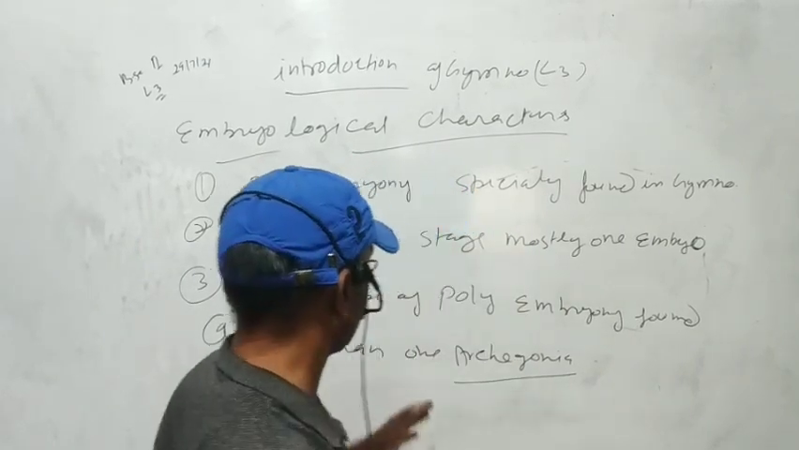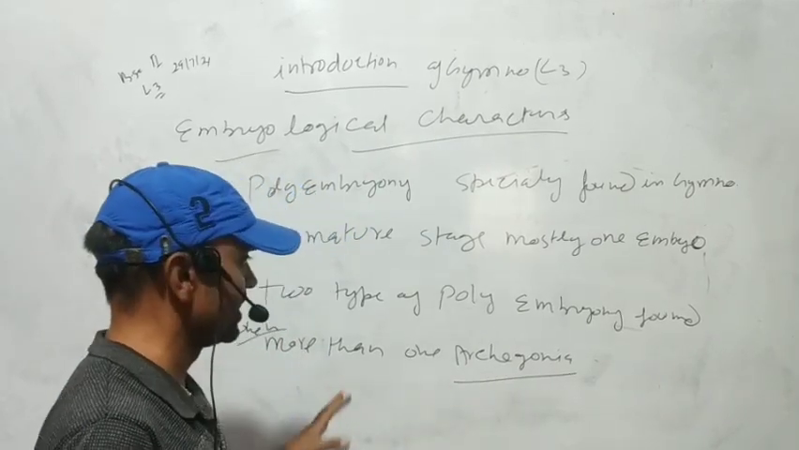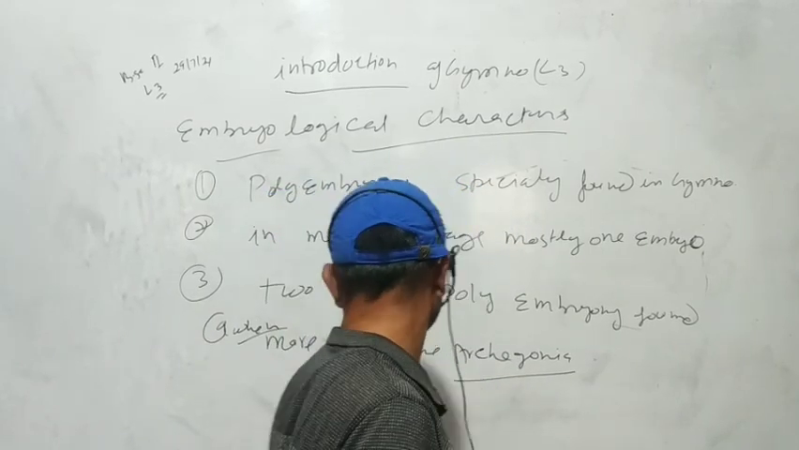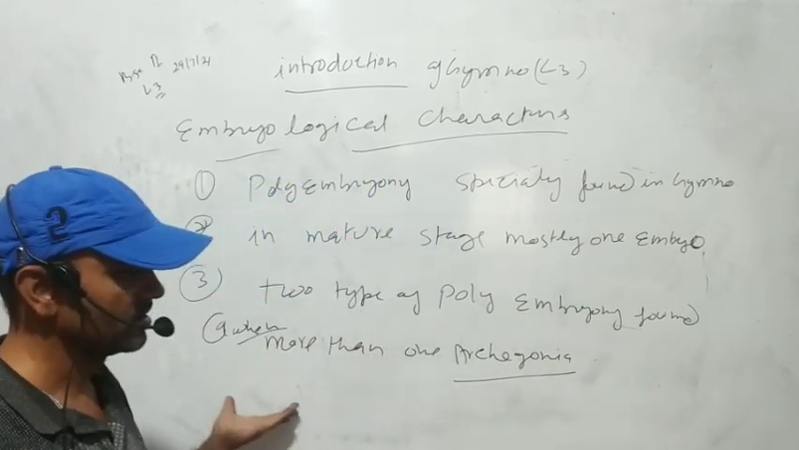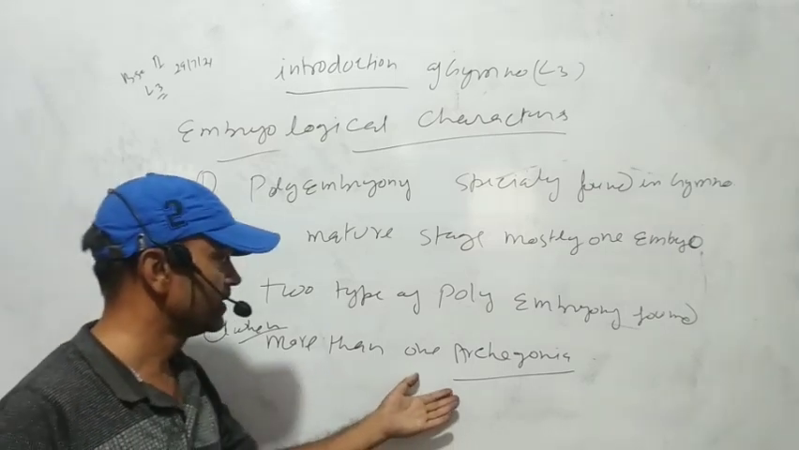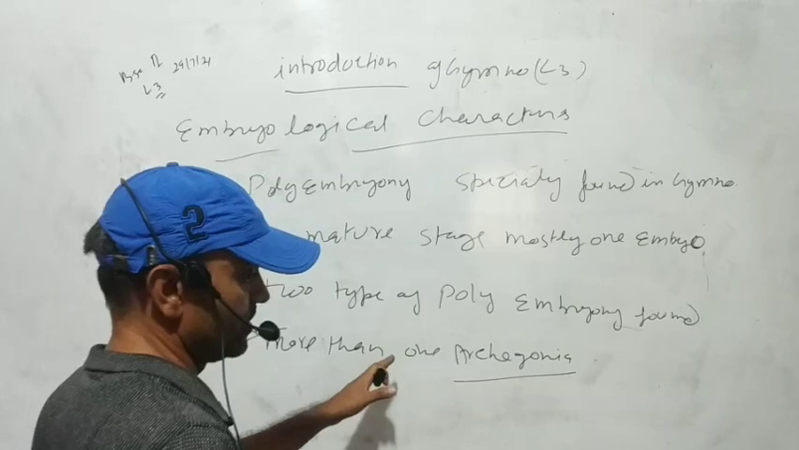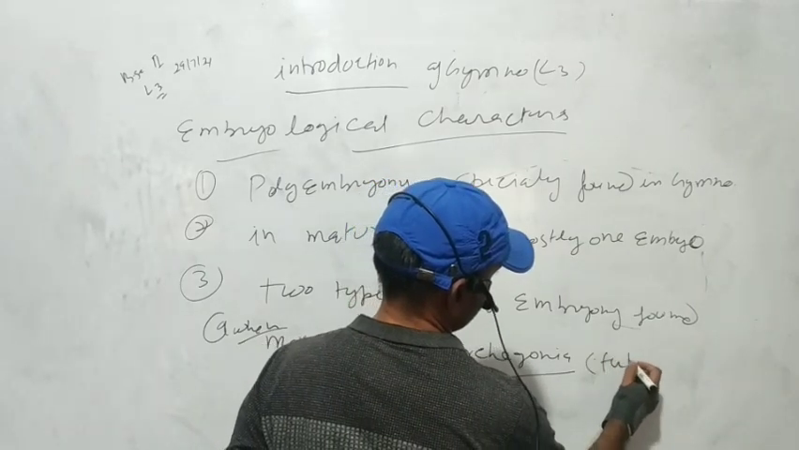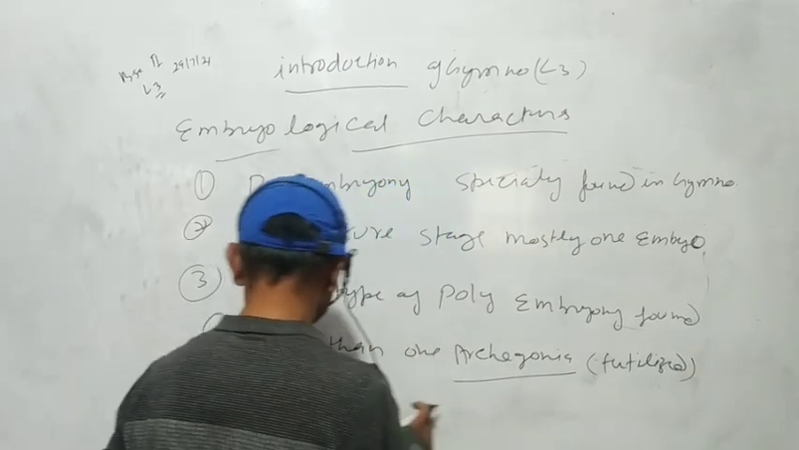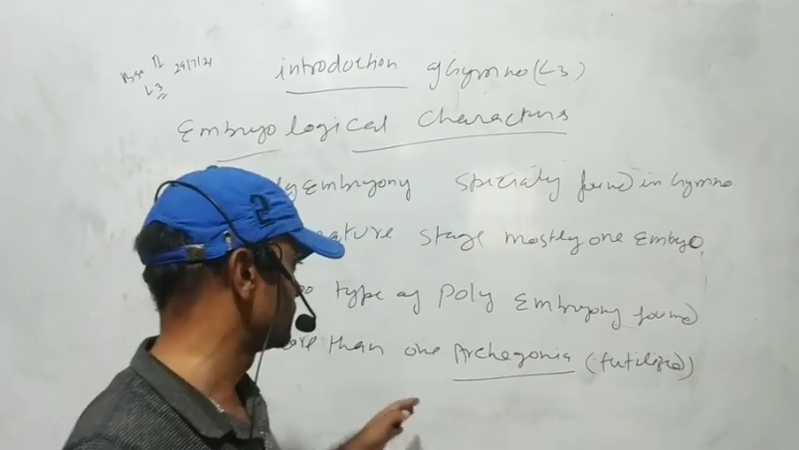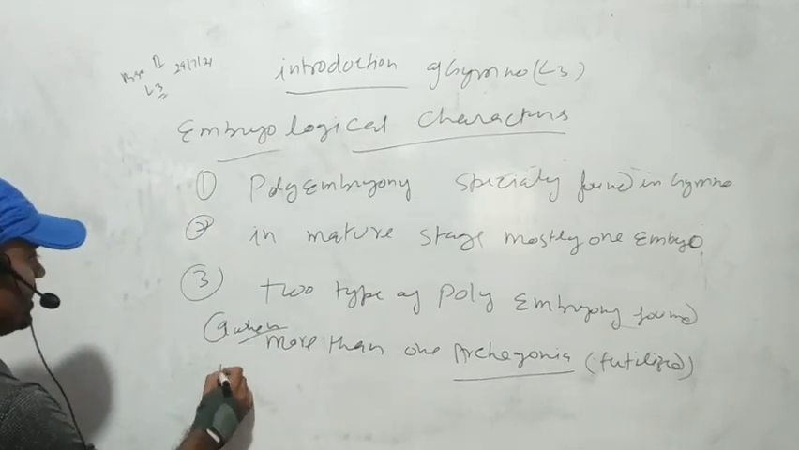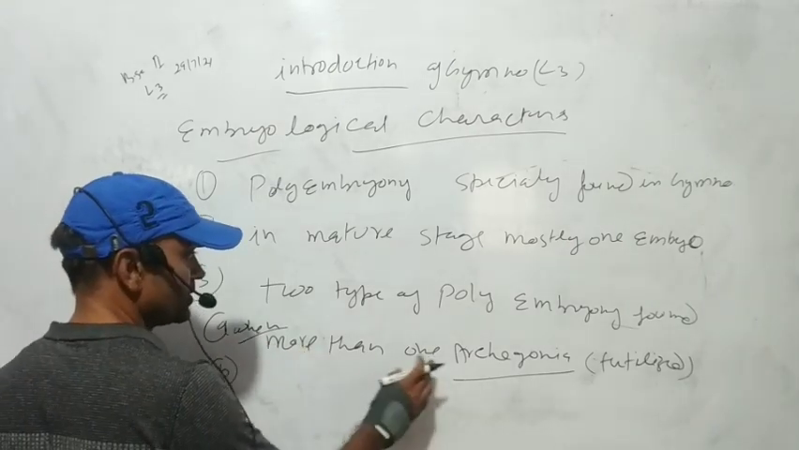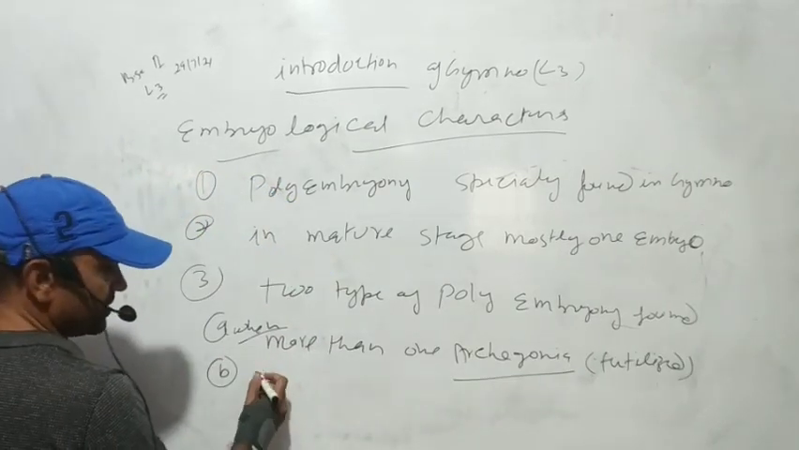When more than one archegonia are fertilized, at that time it is possible for more than one embryo to originate. So this is the one point: more than one archegonia fertilized. At this time, more than one embryo also forms, so polyembryony can take place. And the second one, the first one depends on archegonia, and here it is cleavage.